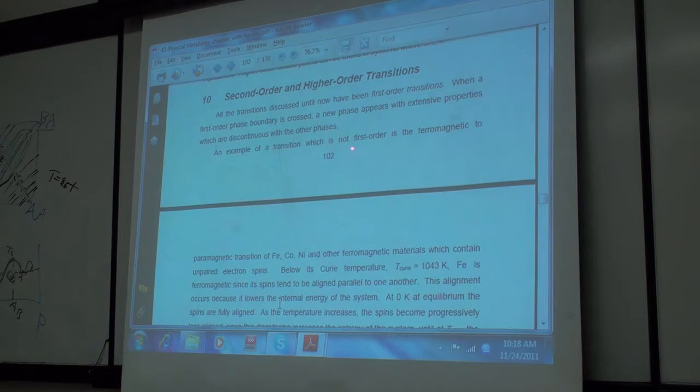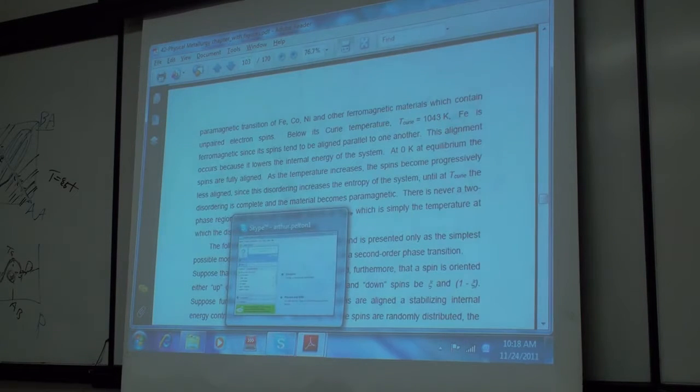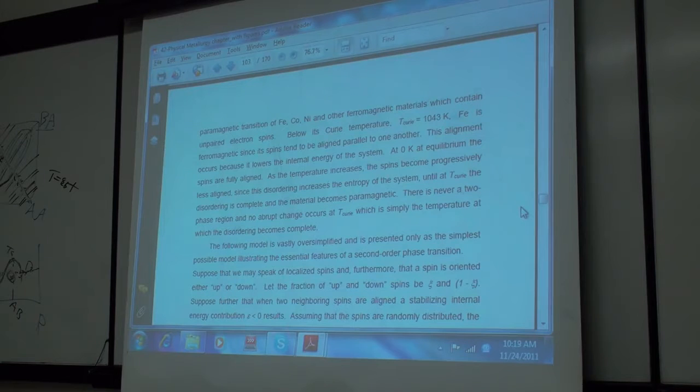An example of a transition which is not first order is the ferro to paramagnetic transition of iron, cobalt, nickel, and other ferromagnetic materials, which contain unpaired electron spins. Below its Curie temperature, iron is ferromagnetic since its spins tend to be aligned parallel to one another, and this alignment occurs because it lowers the internal energy of the system. When the spins are aligned parallel, you have a lower energy than when they're anti-parallel. So at low temperatures, they tend to be lined up, and that's why you get a ferromagnetic material.